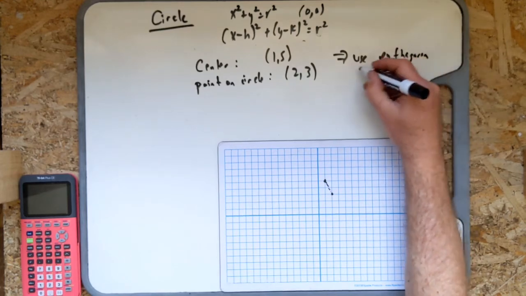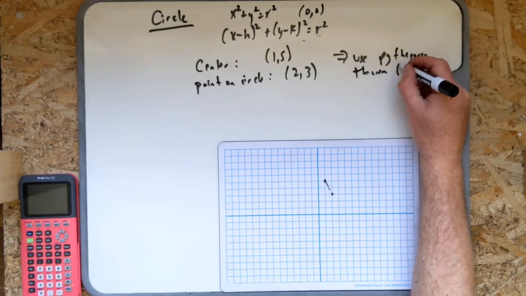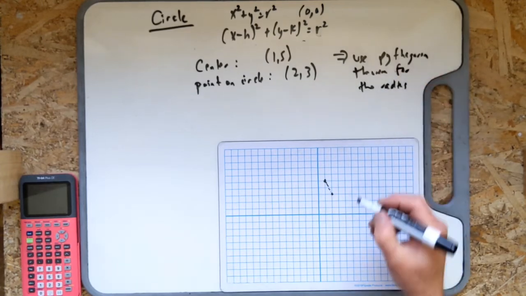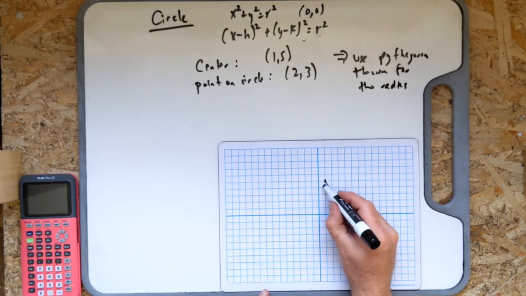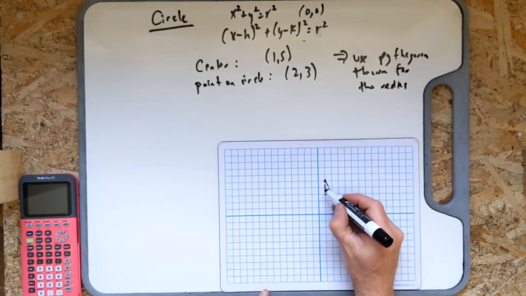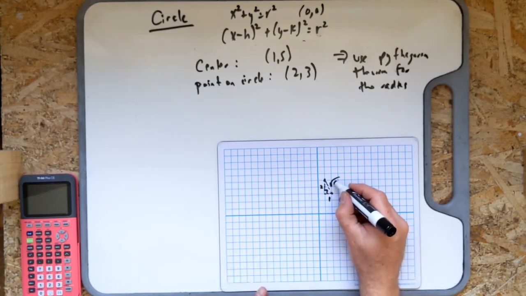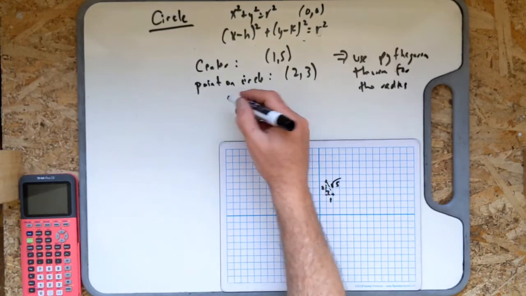circle equation comes from. Think of this as the radius here. Just like in the distance formula, you can create a little triangle there. This side is 2, that's 1. And the radius is the square root of 2 squared plus 1 squared, or radical 5.